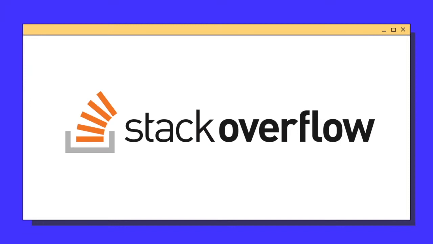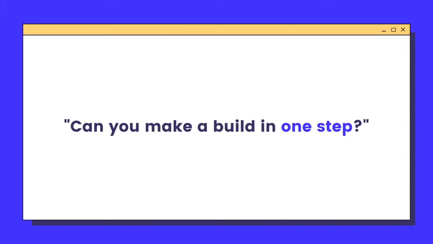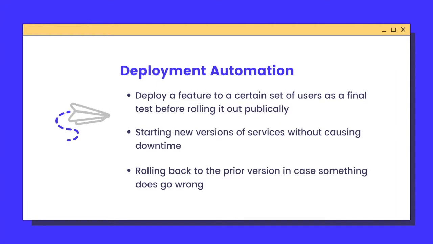In a famous post from 2000, the founder of Stack Overflow places "can you make a build in one step" as the second most important question for a development organization. And things haven't really changed since then. The efficiency of a build process isn't the only goal of deployment automation, however. Other goals include the deployment strategies I talked about.